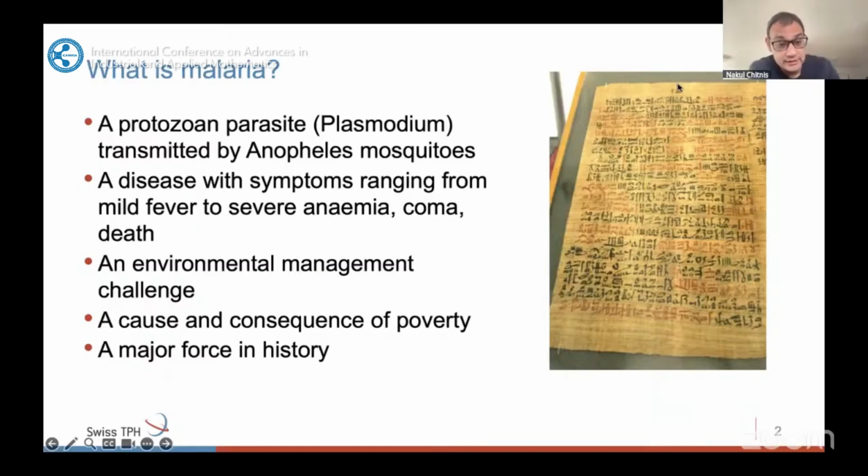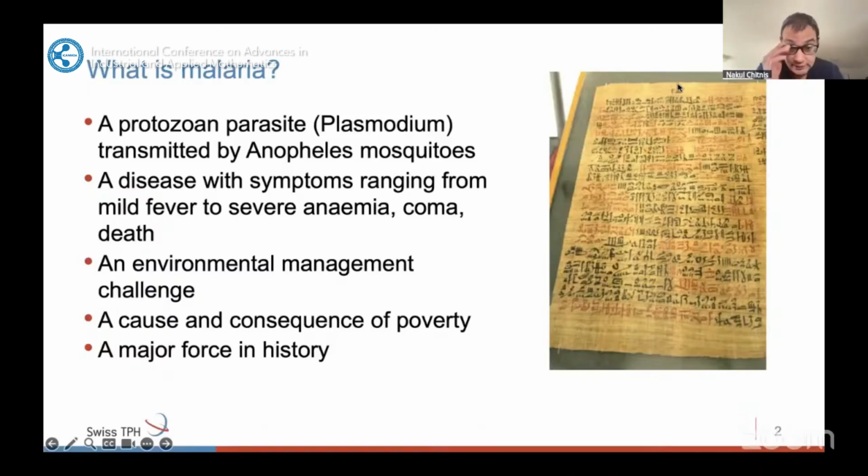As you know, Nigeria is the country with the highest burden of malaria. It is a disease that causes symptoms that can range from relatively mild fever to severe anemia, coma, and death. And it kills hundreds of thousands of people, mostly children, every year. It's an environmental challenge. It is a cause of poverty, but it's also a consequence of poverty. So it reduces GDP growth, and places that are poor are more likely to have malaria, because it is a disease that we can treat well and that we can control well if we have enough resources.